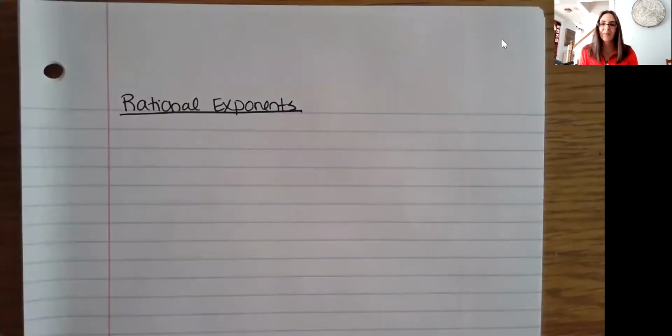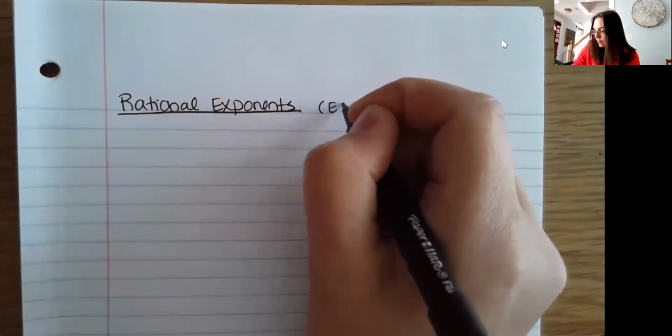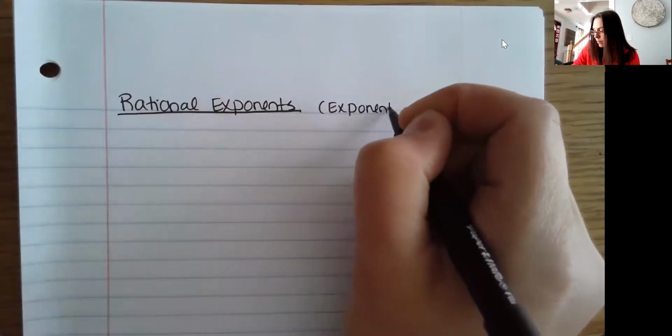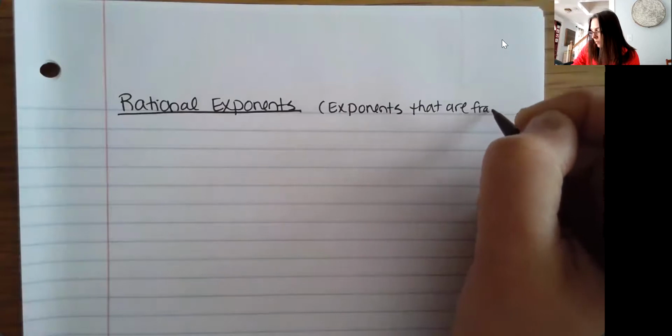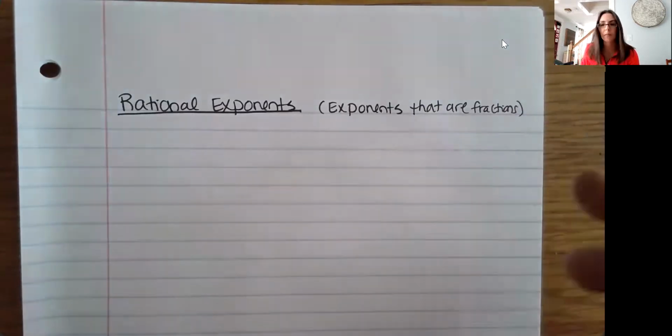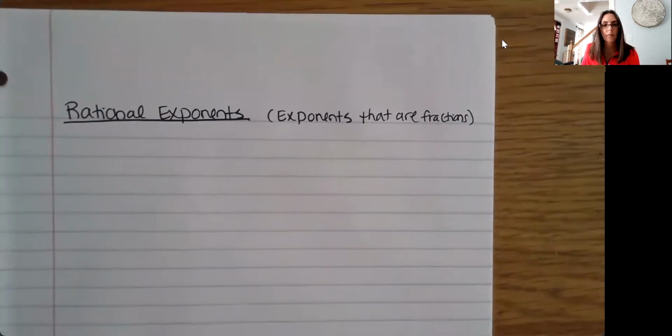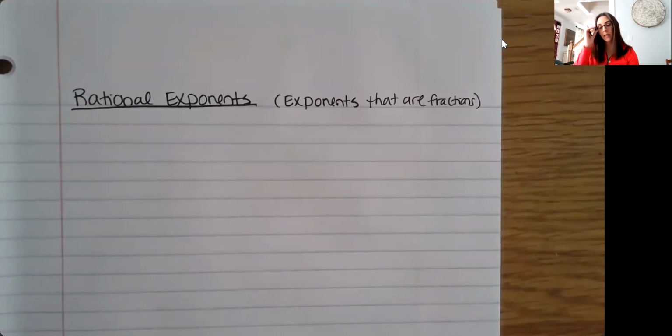Hi, everybody. In this video, we're going to talk about rational exponents. So these are exponents that are ratios or fractions. Okay. And actually, exponents that are fractions are directly related to roots. So that's kind of why all of this goes together if you're watching the previous videos here. So these are just another way to write roots.